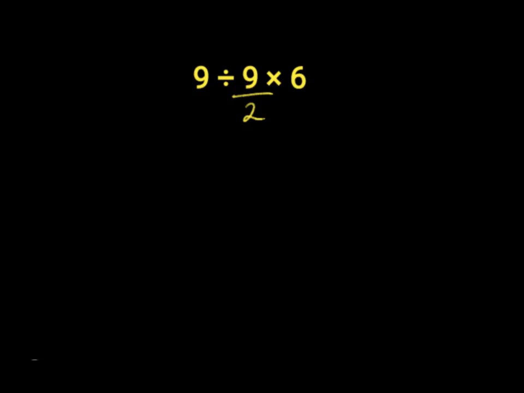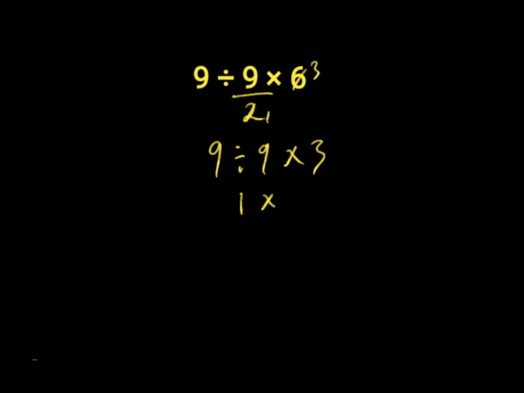9 divided by 9 over 2 times 6. 2 into here 1, 2 into here 3. Then we are left with 9 divided by 9 times 3. 9 divided by 9 will give us 1.